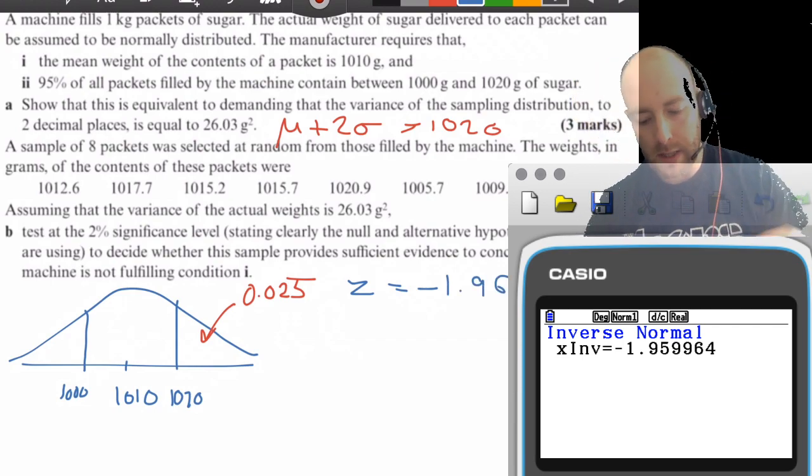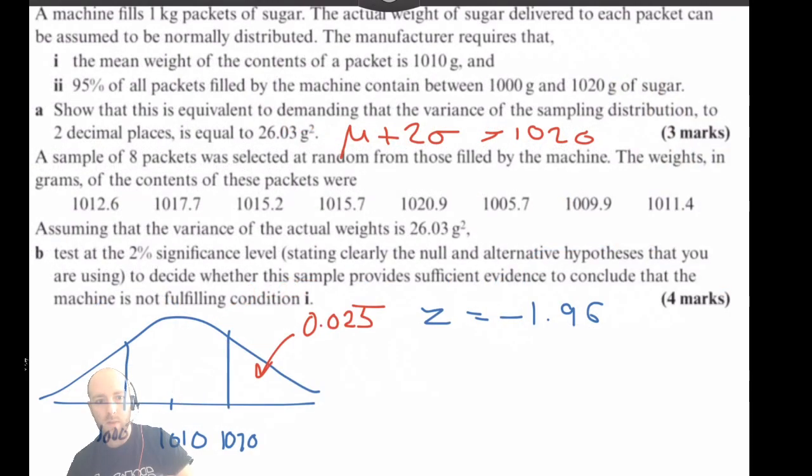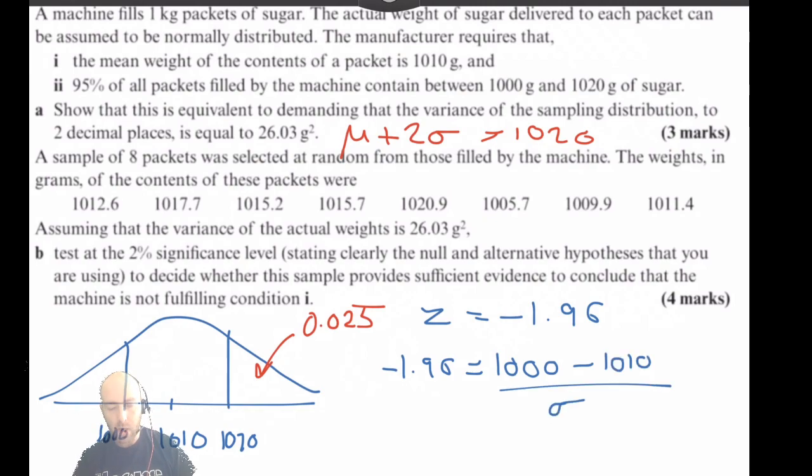Okay, so we're going to say Z equals X minus mu over sigma. So minus 1.96 equals X, well that was 1000, minus mu, which is 1010, over sigma, and then work this out. We'll get 5.1 as our sigma.